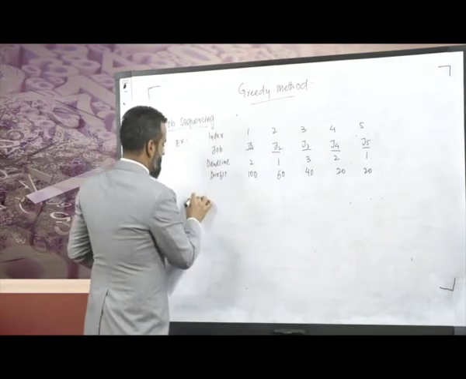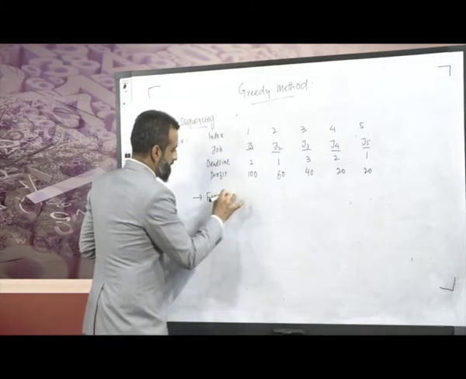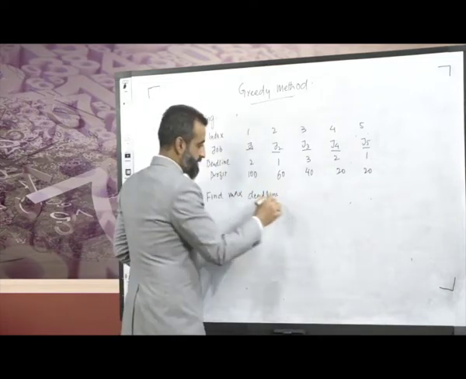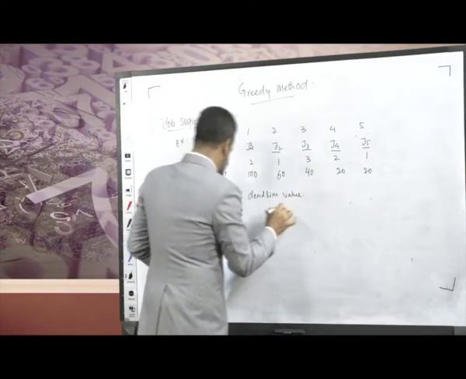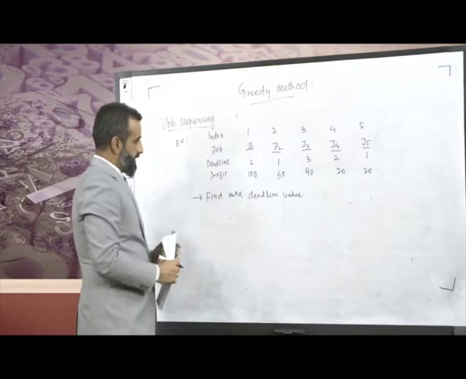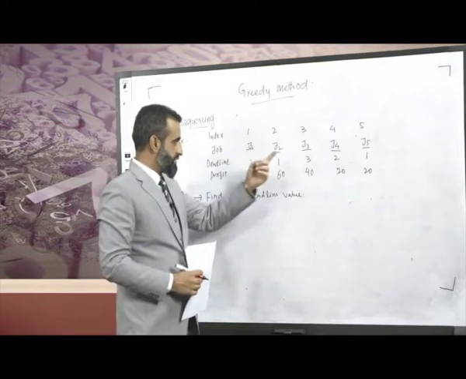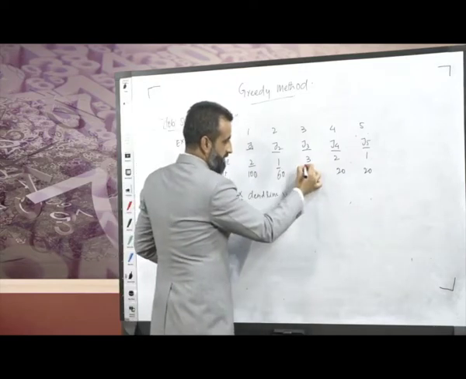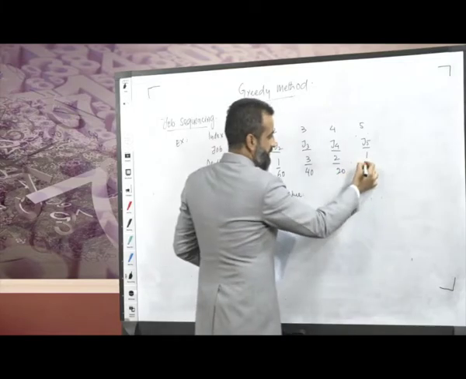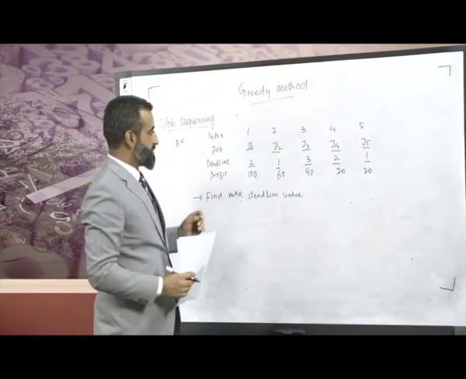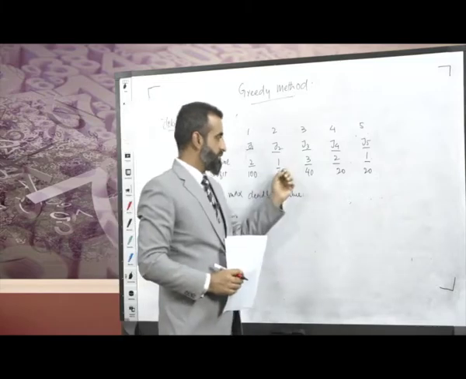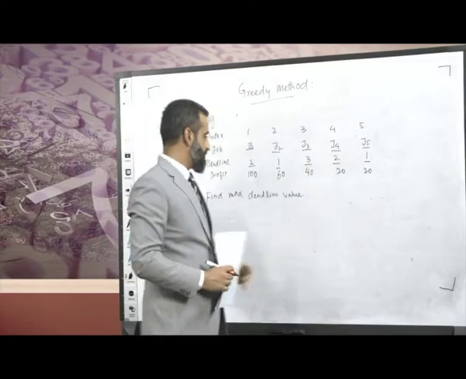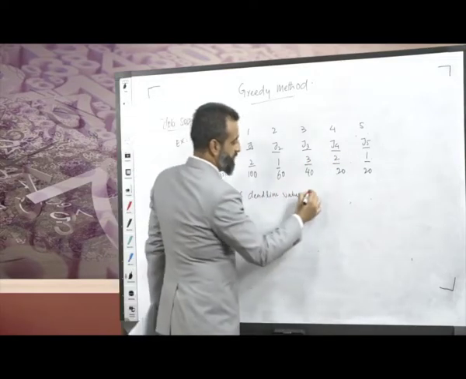Next, I need to find the maximum deadline value. I'll explain what I mean by this. If I check the deadline values associated with different jobs, these are 2, 1, 3, 2 and 1. In the job sequencing problem using the greedy method, we select the deadline value that is the highest. So among 2, 1, 3, 2 and 1, the maximum deadline value that I will select here is 3.